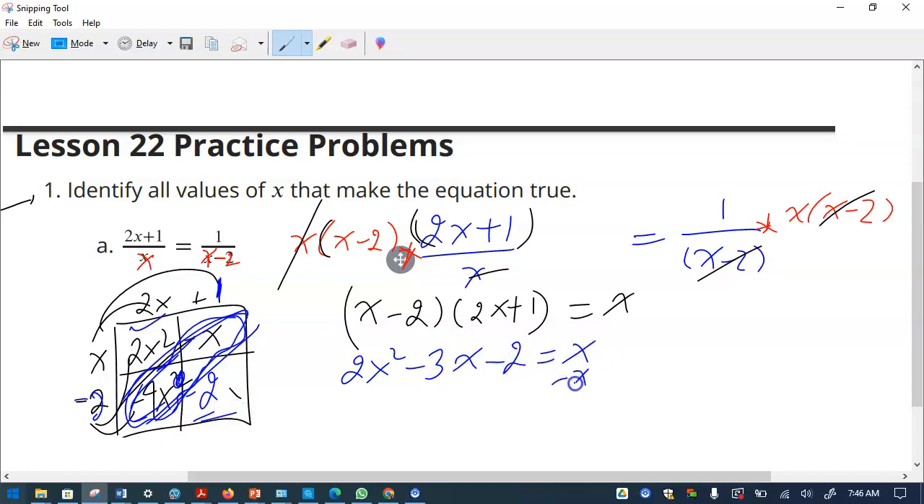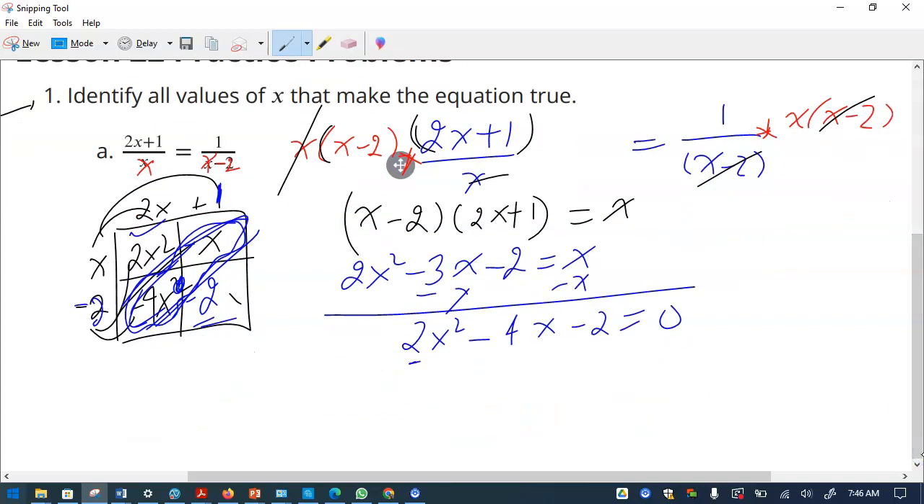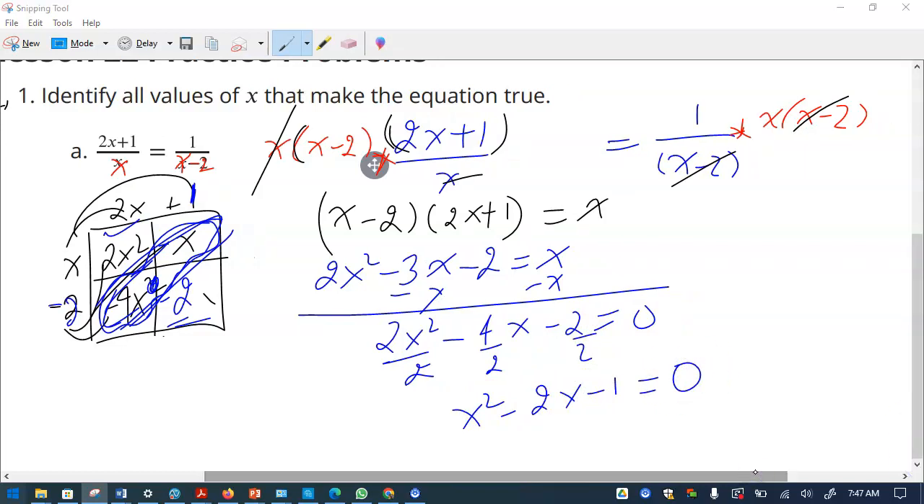And then we subtract x from both sides so everything is on the left, and you get 2x squared minus 4x minus 2 equals 0. Then you can divide by 2 because you can still reduce it, and you get x squared minus 2x minus 1 equals 0. Now there's a 1 here, which is 1 times 1, but there's a minus, so you think of subtraction. So we cannot factorize this, and we'll have to use the quadratic formula.